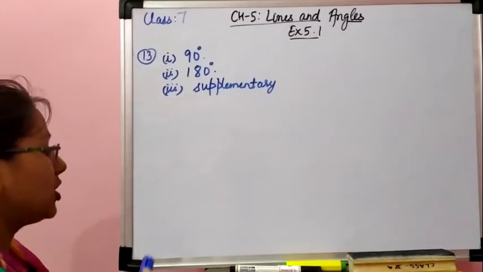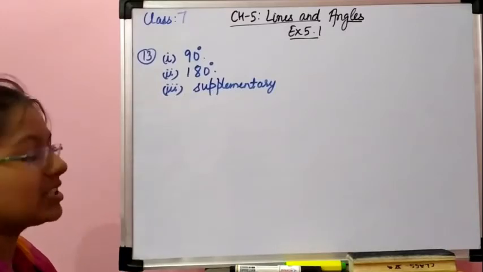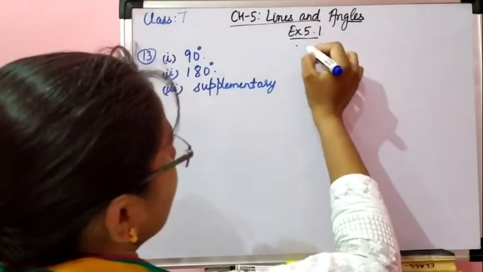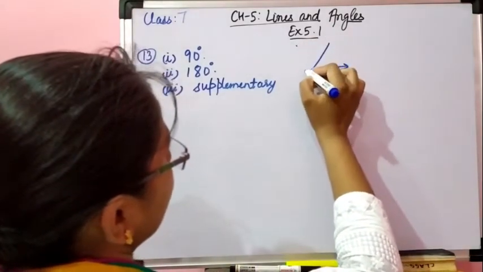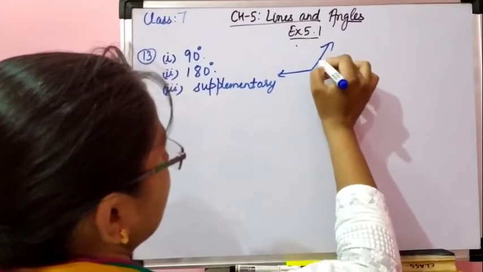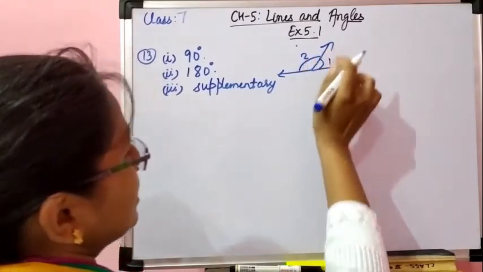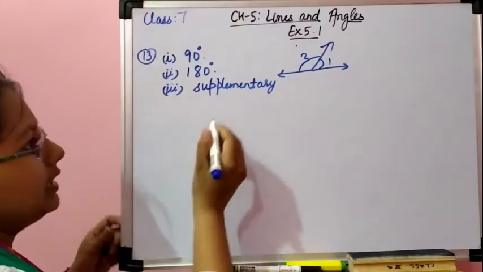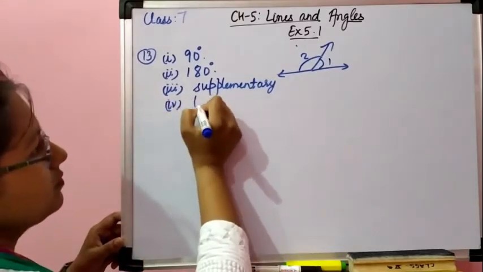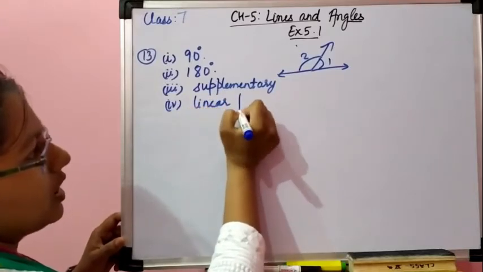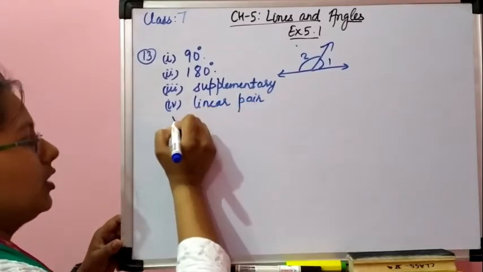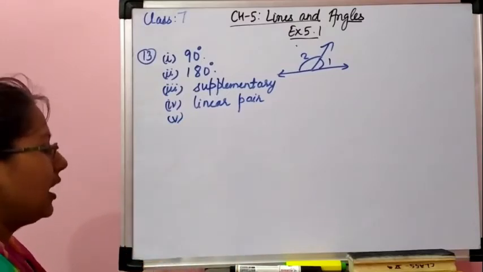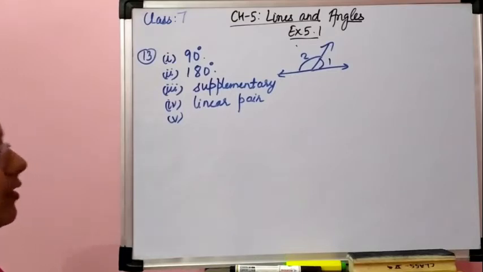So similarly the question is that if two adjacent angles are supplementary, supposing this is one adjacent angle and this is another adjacent angle, this is 1 and 2. If two adjacent angles are supplementary, then they form a linear pair. What will be the answer to the fourth? Linear pair. Now similarly in the fifth part, if two lines intersect at a point, then the vertically opposite angles are always equal.